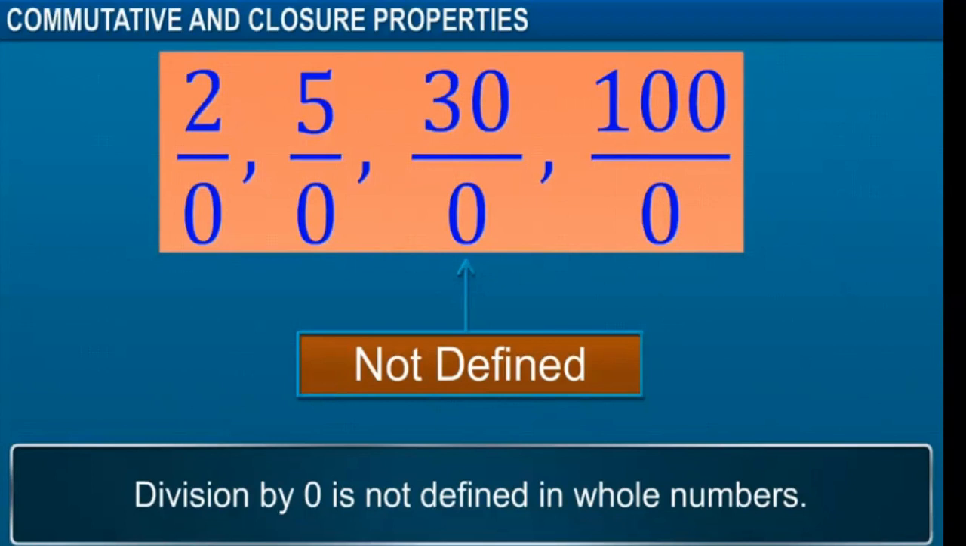I think you have studied this from the lower classes. We cannot divide a number by 0. So division by 0 is not defined. Okay, so we will see the next thing.